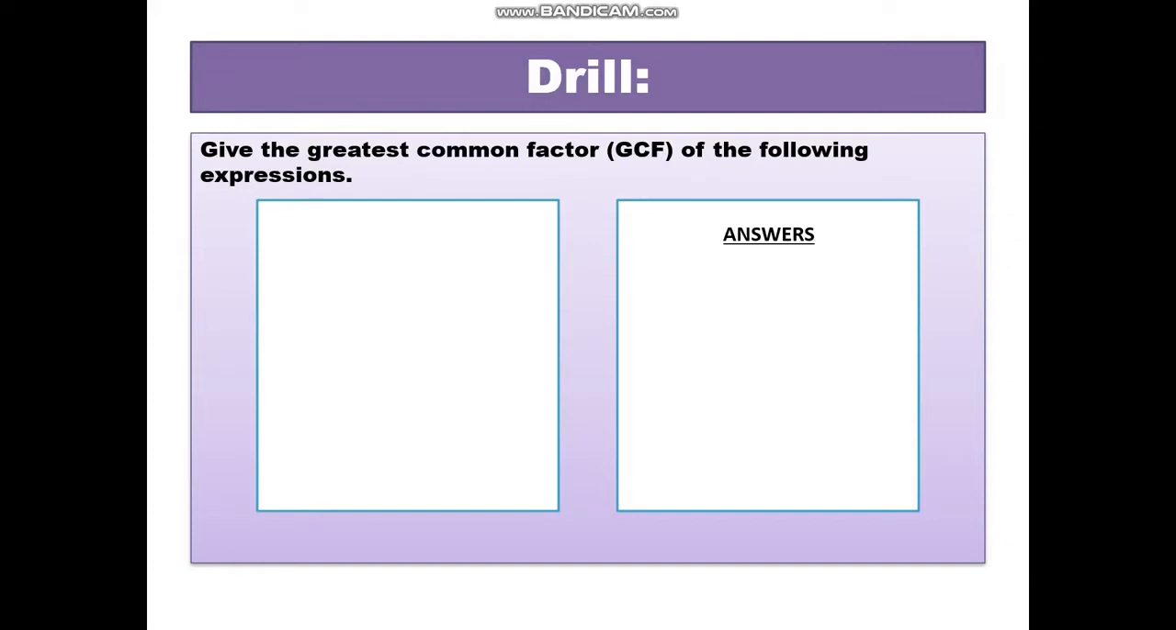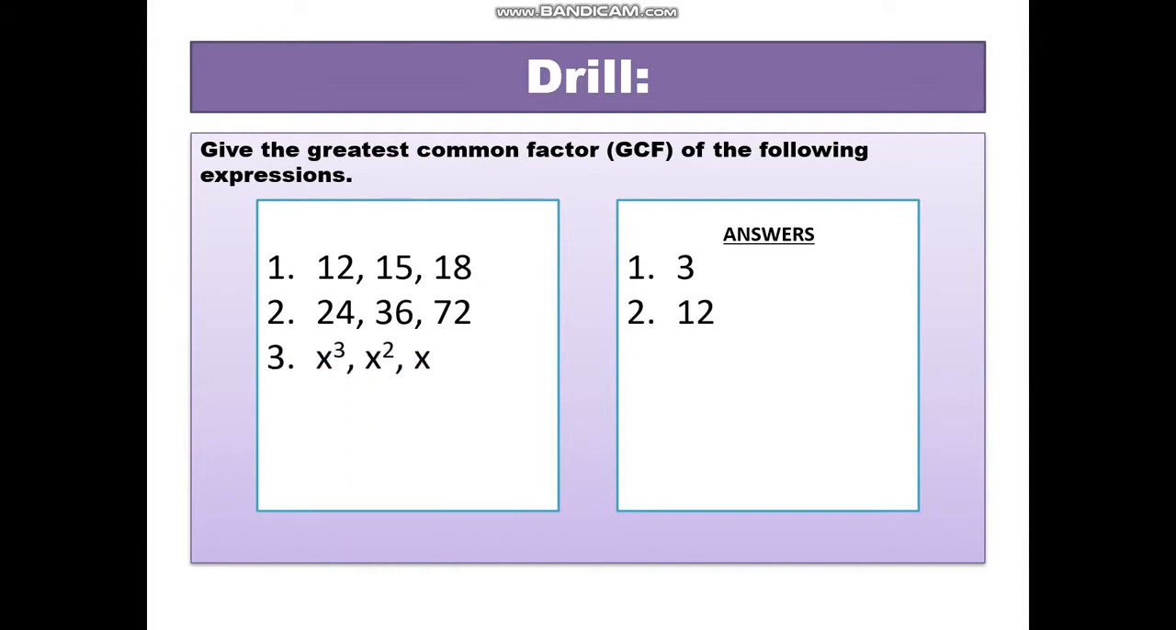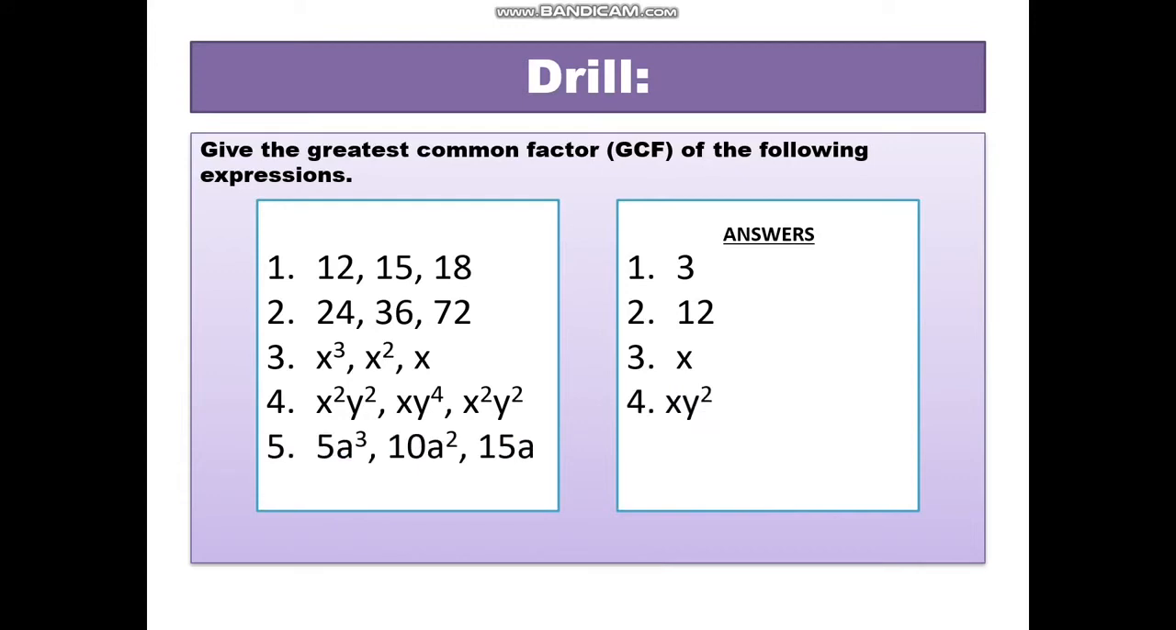Give the greatest common factor or the GCF of the following expressions. Number 1: 12, 15, and 18. Our GCF is 3. Great. So number 2: 24, 36, and 72. The GCF is 12. Nice work. For number 3: x cubed, x squared, x. The GCF is x. Good. So for number 4: x squared y squared, xy to the 4th. The GCF is xy squared.